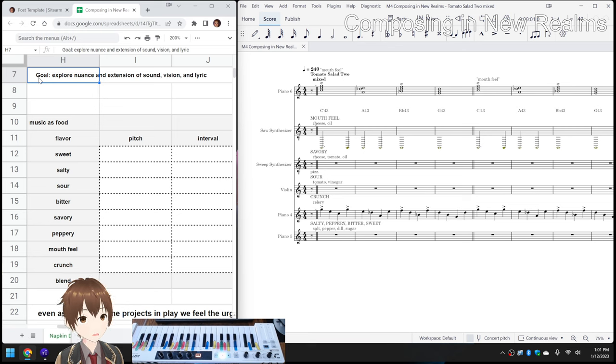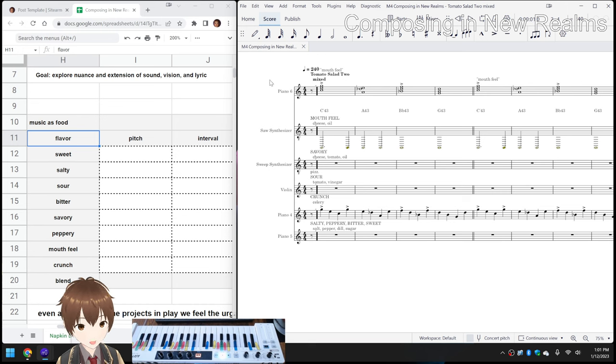Okay, here we go. On the left-hand side, we have a music as food concept model, and we have a column that talks about the flavors of sweet, salty, crunchy, and then we have pitch and interval. On the right-hand side, we have a composition called Tomato Salad 2, which sounds like this.